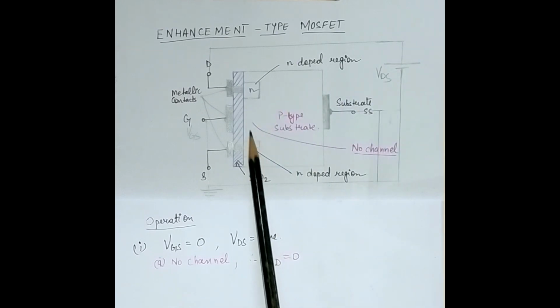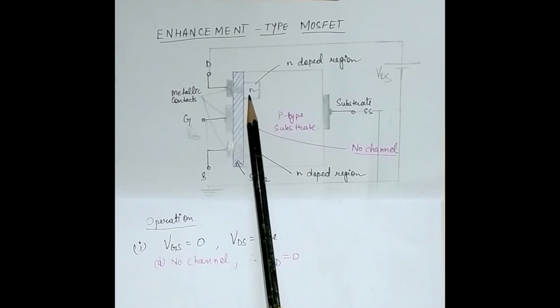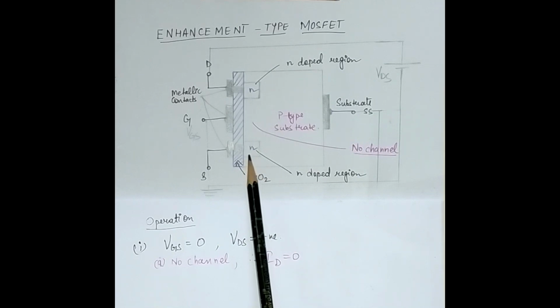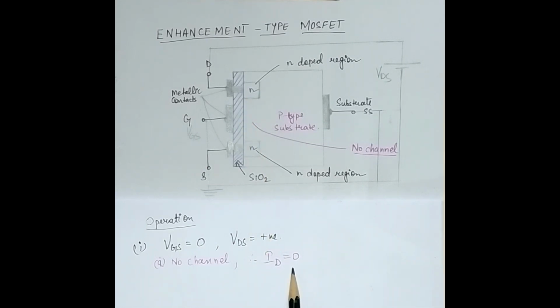In this case, what happens? Since VGS equal to 0, there is no channel developed between the drain and the source terminal. Hence no current will conduct from source to drain, which means the ID current will be equal to 0. So in the first case, when VGS, that is the voltage between the gate and the source, equals 0 and VDS is positive, then no channel is developed and hence ID current will be equal to 0.